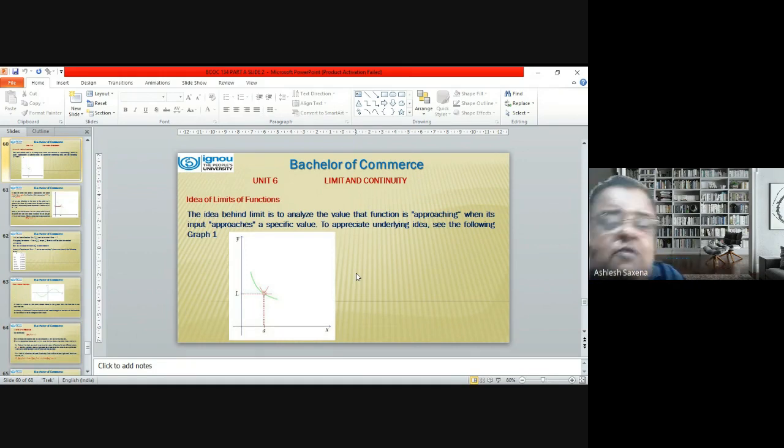Now we move to unit 6, that is limits and continuity. How did this idea of limits of a function come about? The idea behind a limit is to analyze the value that the function is approaching when its input approaches a specific value. To appreciate the underlying idea, see the following graph. You see this point. There is a green curve, and there is a point marked at 0, depicted by an arrow.